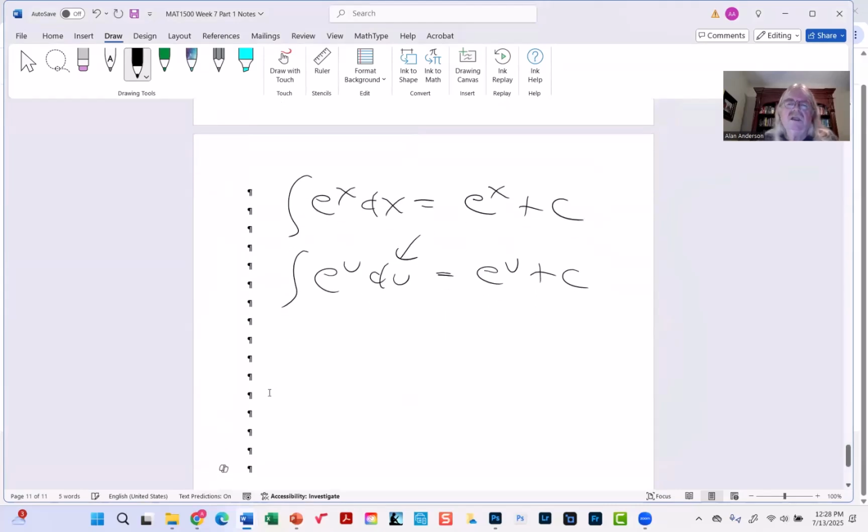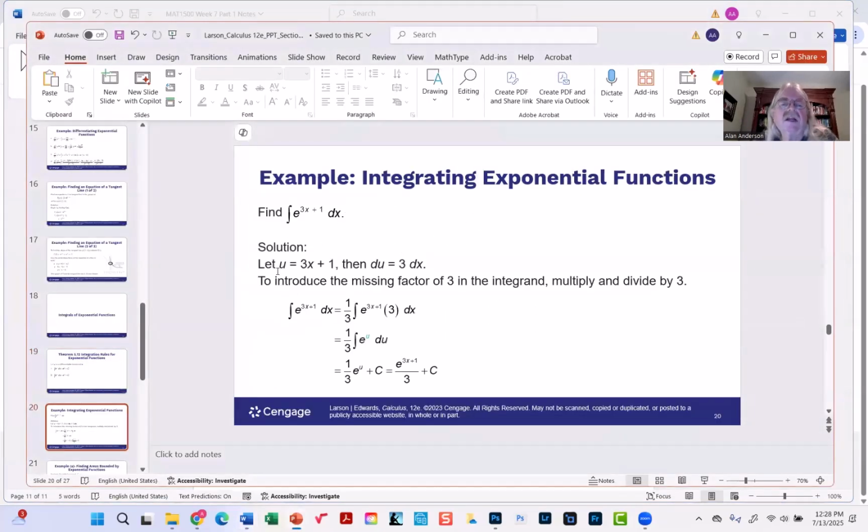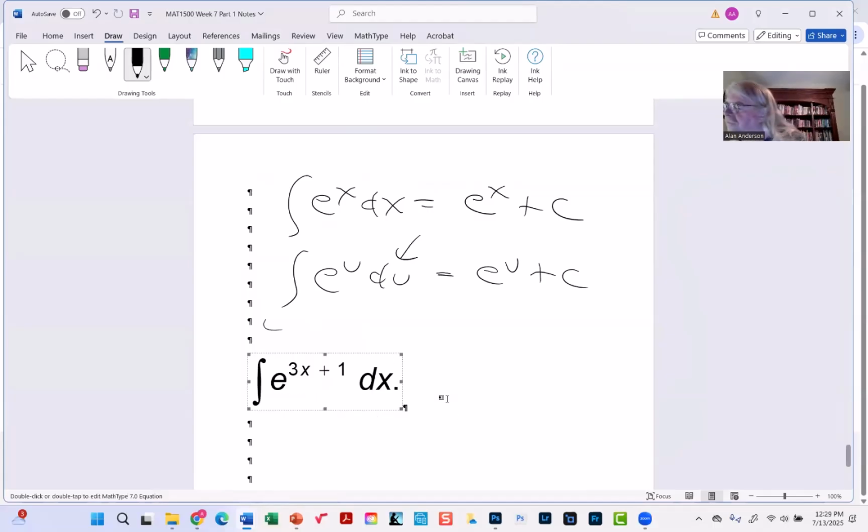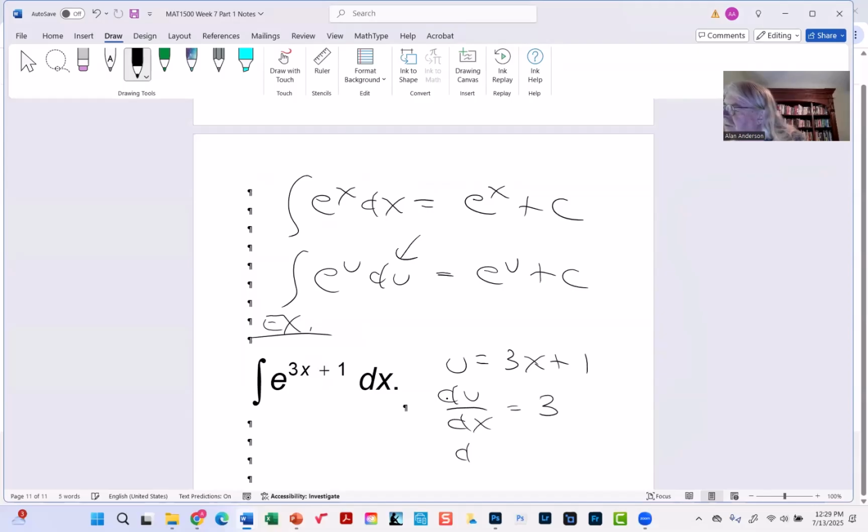Okay. What else do we need to know? Oh, we're going to have some examples. Good. All right. So if u equals 3x plus 1, du dx is 3, and du will be 3 dx. So it's a typical u substitution problem, except that the function itself is an exponential function.